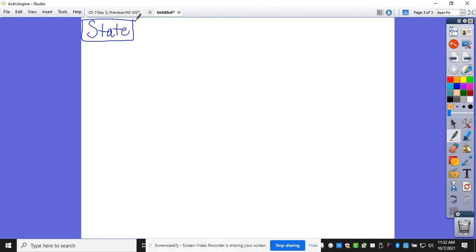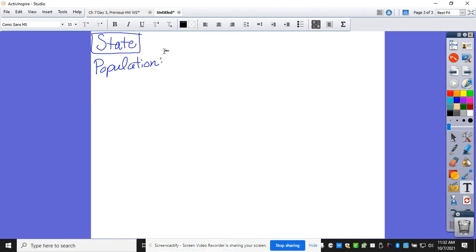What is the first part of state? Population. What is our population here? This one does get pretty wordy. Oh no, this one's not. So population is 18-year-old what?